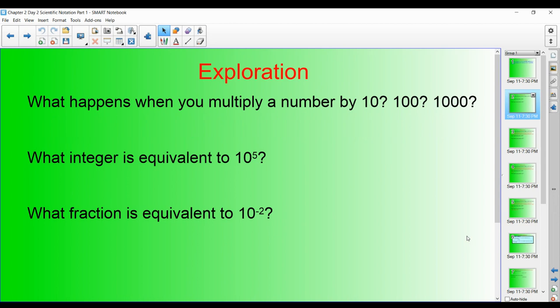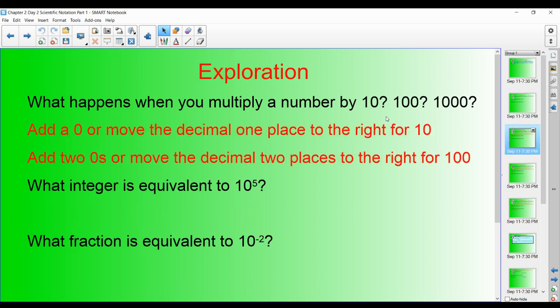So let's explore what happens if we take any given number and multiply by 10 or 100 or 1,000, a 1 followed by a bunch of zeros. If we multiply by 10, we move the decimal place 1 to the right, or we add a 0 if the decimal place is all the way at the right already. So 18 times 10 is 180. We move the decimal place 1 to the right, had to add a 0.